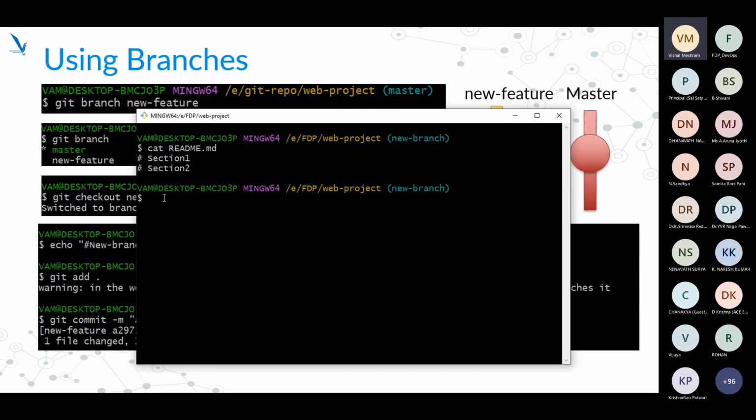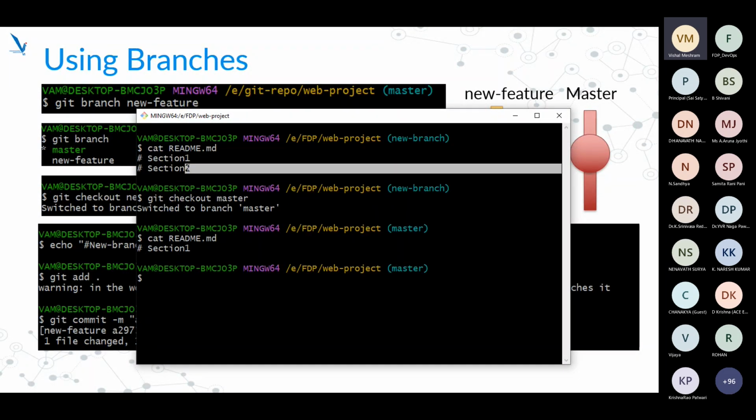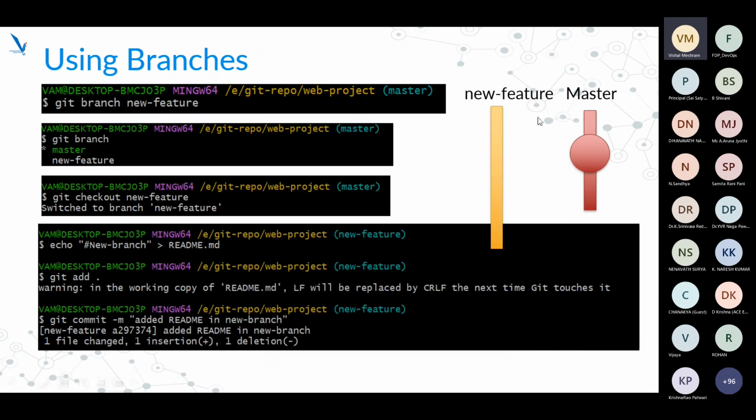Now let me go back to my master branch. Which command will I use? git checkout master, and enter. Now in the master branch, let me print the content of the readme file. If you see here, in the master branch the content is only section 1, and in the new branch the content is section 1 and section 2, because these two branches are independent now. When I did the commit, it happened on the new feature branch only and has nothing to do with the master branch. So this is a very important feature of Git.